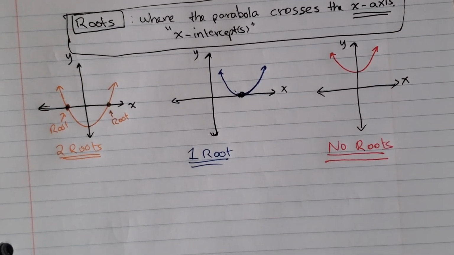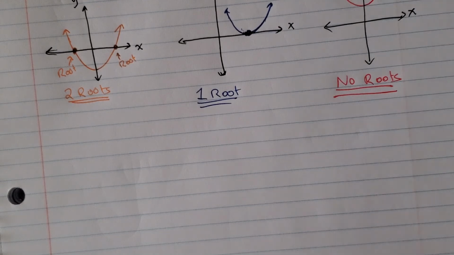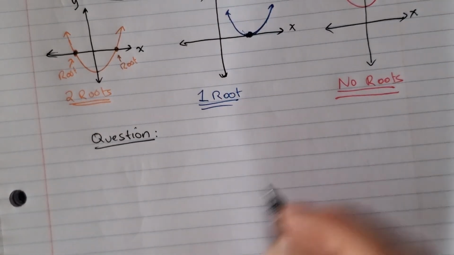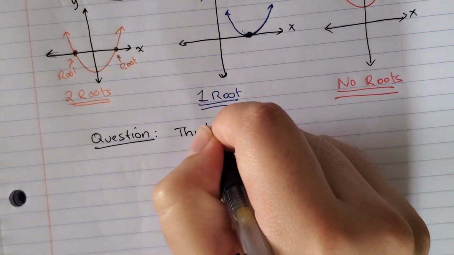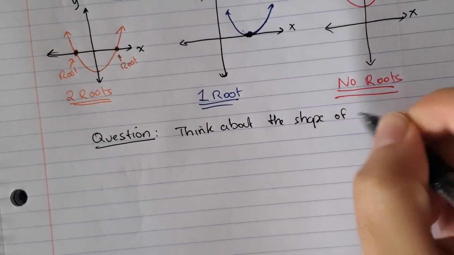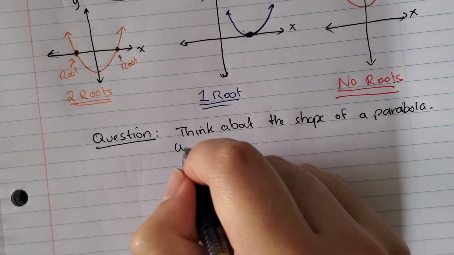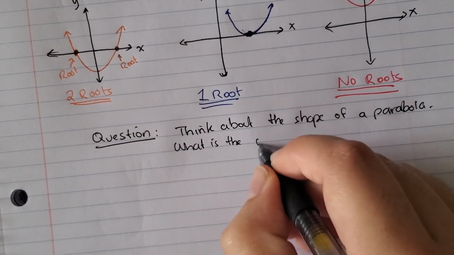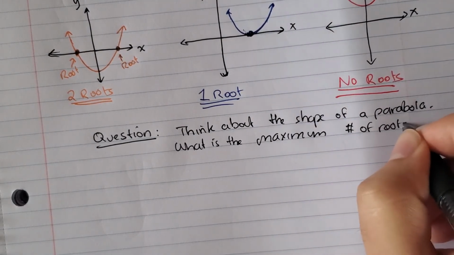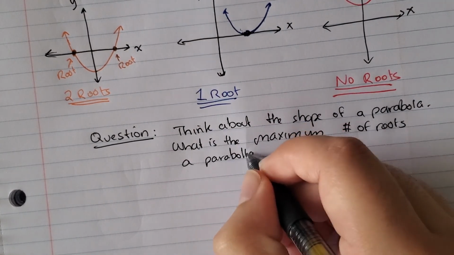So now, here's a question I want you guys to copy down. So question, right down here, let me scoot up. So think about the shape of a parabola. So I want you guys to think about that shape. What is the maximum number of roots a parabola can have? Oops, I misspelled, sorry.